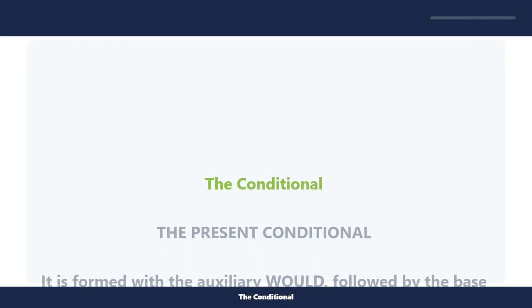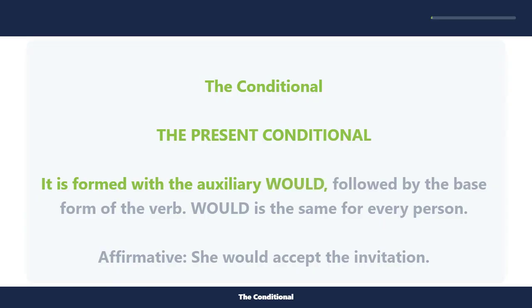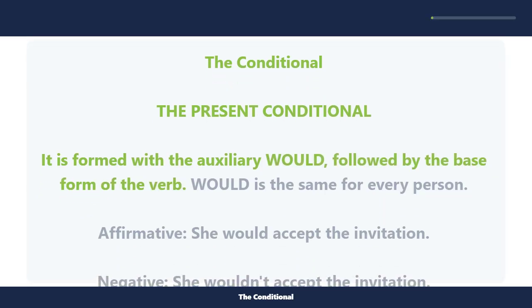The conditional. The present conditional. It is formed with the auxiliary would, followed by the base form of the verb. Would is the same for every person.